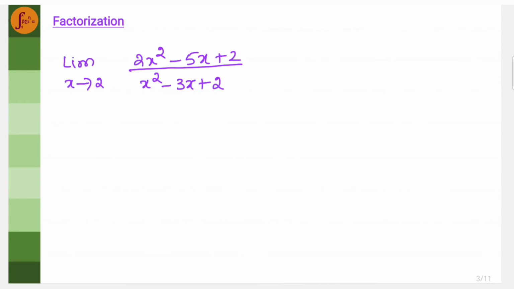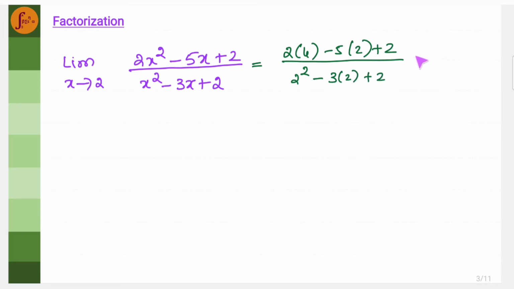In factorization method, we will have to find out the factors. So whenever we have an expression like this, we will have to arrive at factors. Let's first apply the direct substitution method and see if we are getting 0 by 0. If you are not getting 0 by 0, then substitute the value and get the limit. Let's see if you are going to get 0 by 0 here. So 2 into 4 minus 5 into 2 plus 2 by 2 square minus 3 into 2 plus 2. We are going to get 0 here: 4 minus 6 plus 2, 0. So this is indeterminate. So now we will have to simplify it.